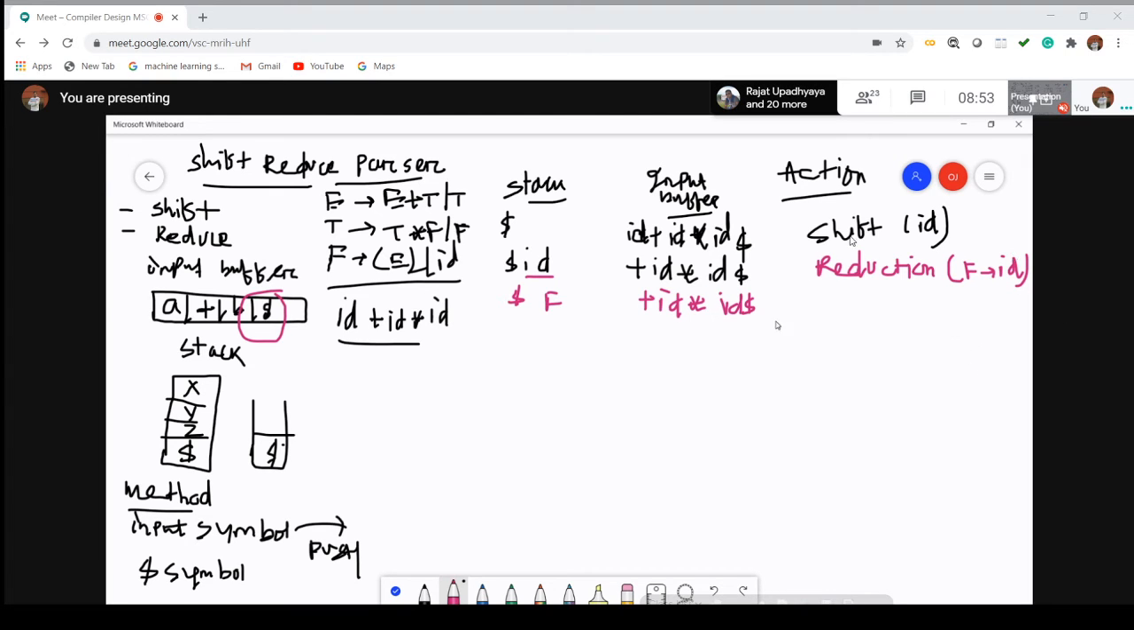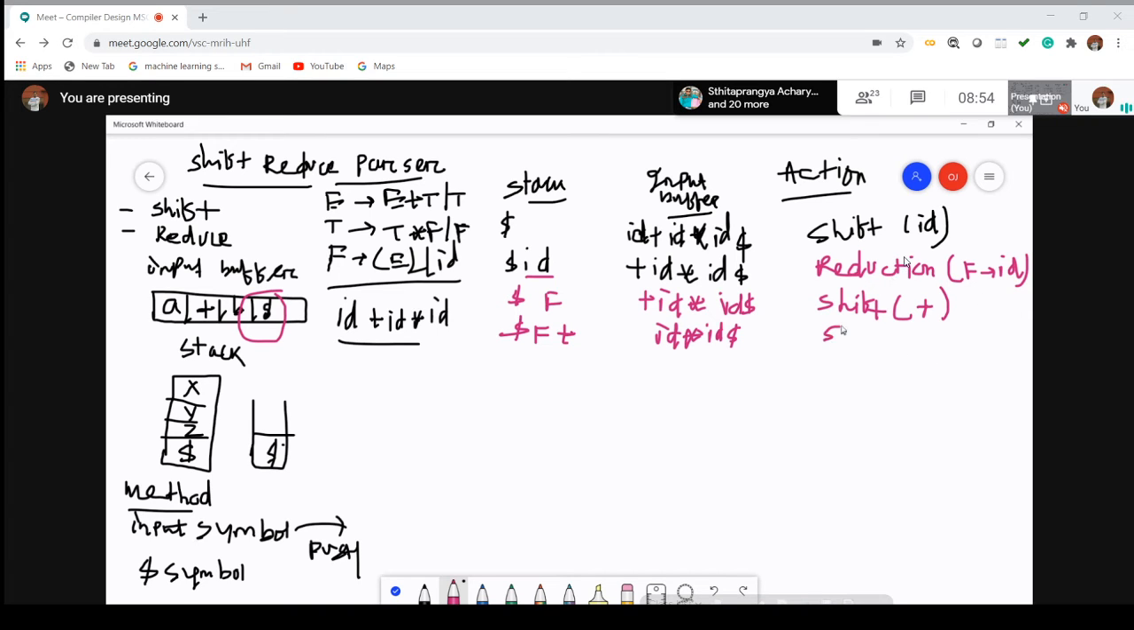Okay. Now, next, we have to perform the shift operation. Which value is to be shifted? The plus value is to be shifted. If I shift the plus value, what should the stack be? F, then plus. The rest of the value is id star id, ending with a dollar. Again, it is a plus. There is no reduction for the plus, hence it will remain the same.